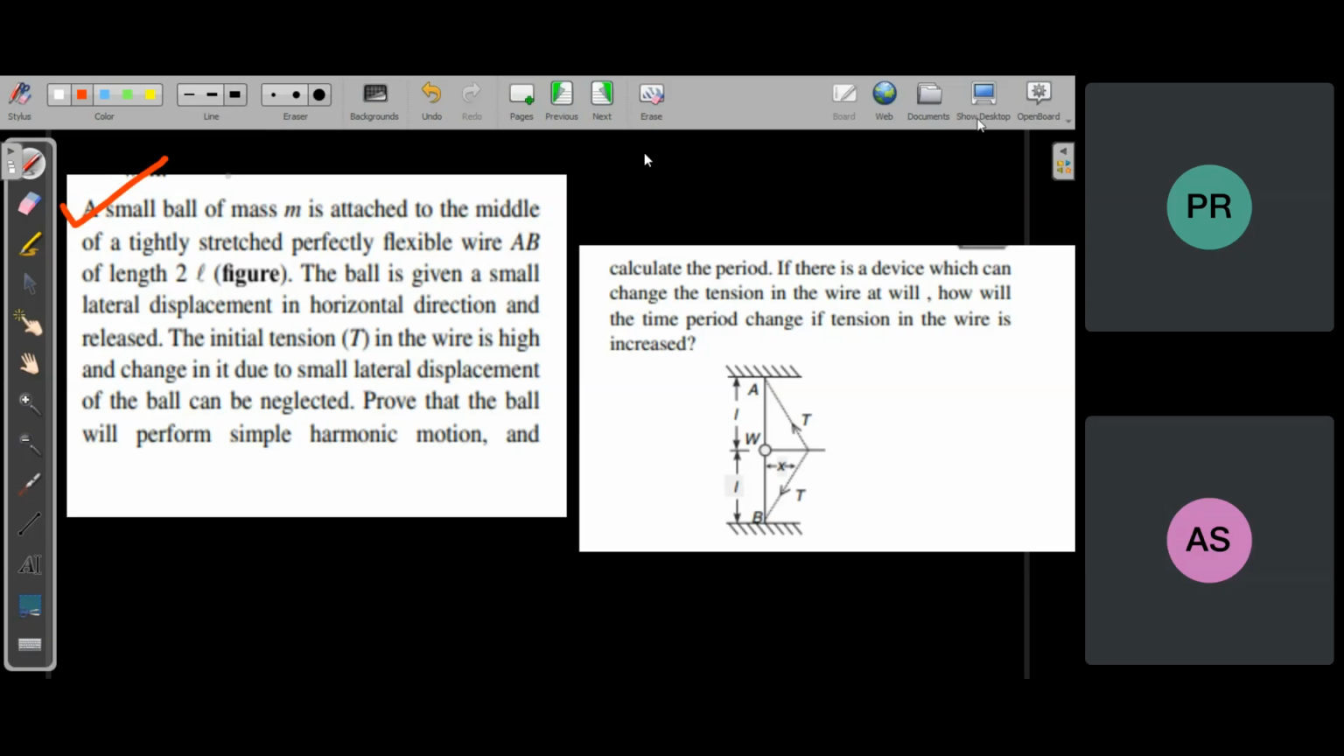Sir, we can say d square x by dt square is minus 2tx by ml. From the equation of motion, we can get acceleration as d square x by dt square. And we can say that for the displacement equation of simple harmonic motion, if you assume x equals a sin omega t, sir.